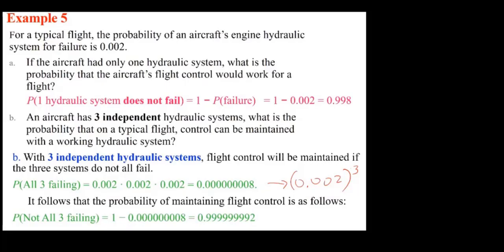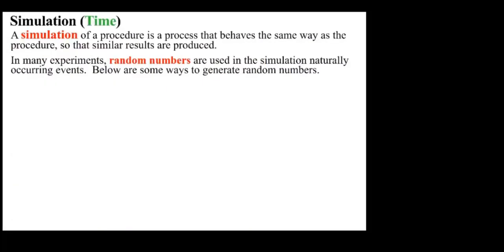All right, let's look at the last page. A simulation of a procedure is a process that behaves the same way as the procedure so that similar results are produced. In many experiments, random numbers are used in the simulation of naturally occurring events. Below are some ways to generate random numbers. Sometimes we can't actually do the experiment. Simulation will do the job.